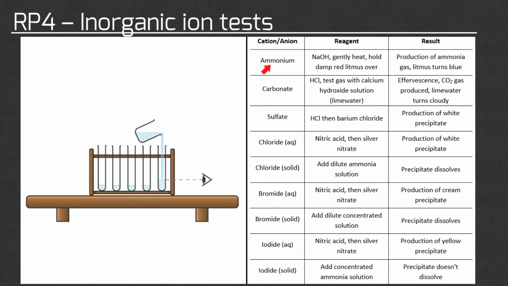For the ammonium ion, you would add sodium hydroxide, gently heat it, and hold damp red litmus paper over. A positive result would be the production of ammonia gas, which would turn the litmus paper blue.